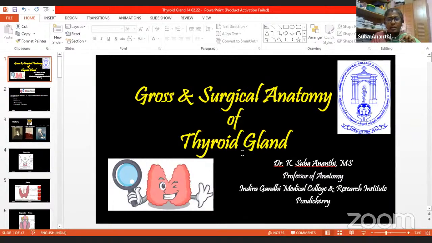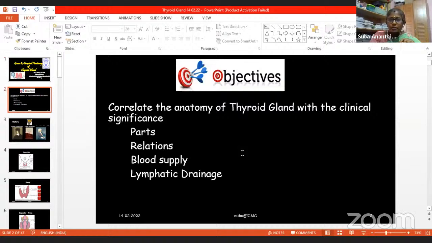So this session is about the gross and surgical anatomy of thyroid gland. The main objective of this session is to correlate the anatomy of thyroid gland with the clinical significance in relation to its parts, relations, blood supply, and lymphatic drainage.